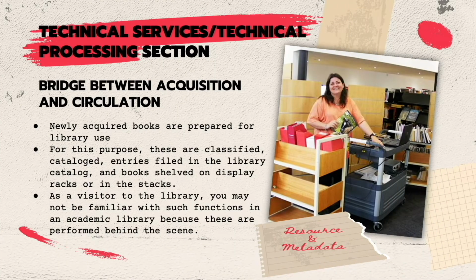Next is the technical services, or technical processing section. In this section, the newly acquired books are prepared for library use. For this purpose, these are classified, cataloged, entries filed in the library catalog, and books shelved on display racks or in the stacks. As a visitor to the library, you may not be familiar with such functions, because these are performed behind the scenes. This section acts as a bridge between the acquisition and circulation sections.